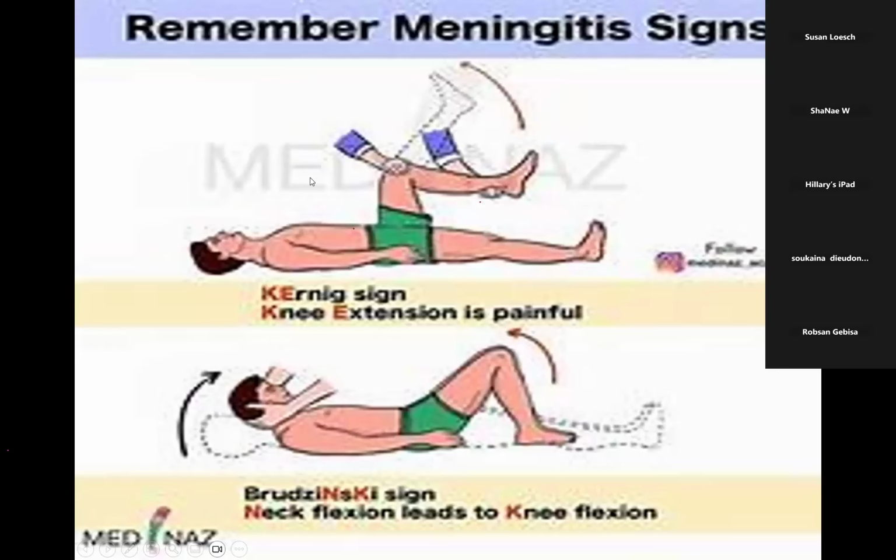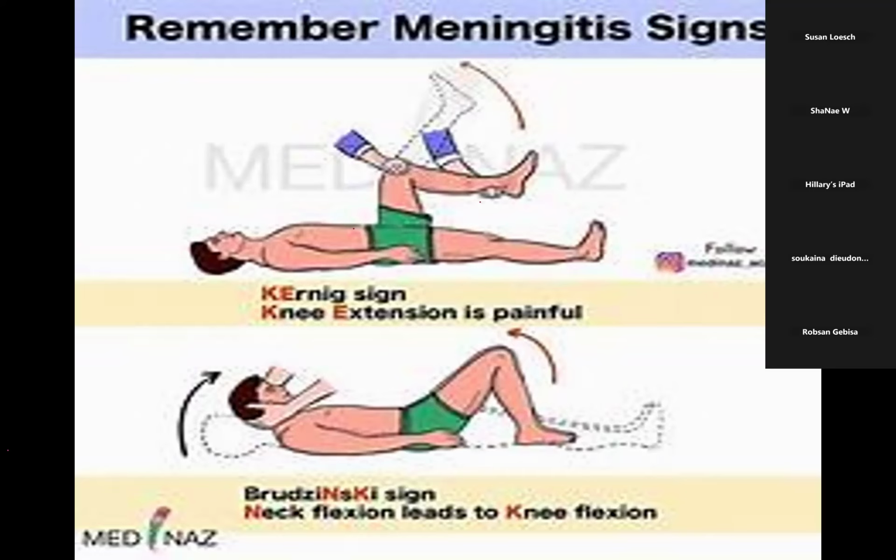So this is your Kernig sign, okay? Where they lie on their back and you try to help them extend the knee, and it's very painful. This is because the meninges in your brain are linked to your spinal cord, and your spinal cord runs all the way down your back. So it's very tight there because it's inflamed. When we move the knee like that, it's extremely painful. That's Kernig. So Kernig is knee extension. I tried to give you a little tip there.